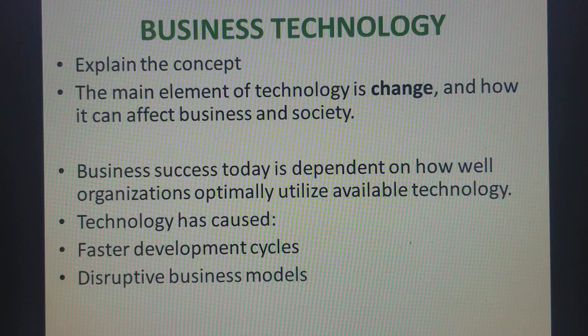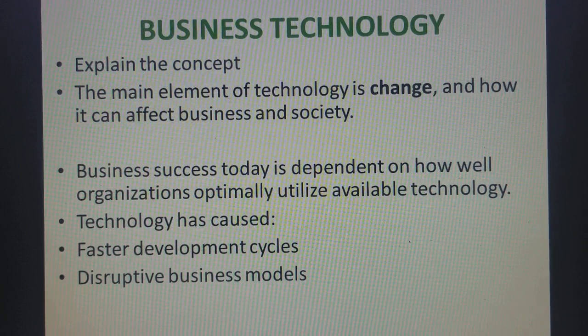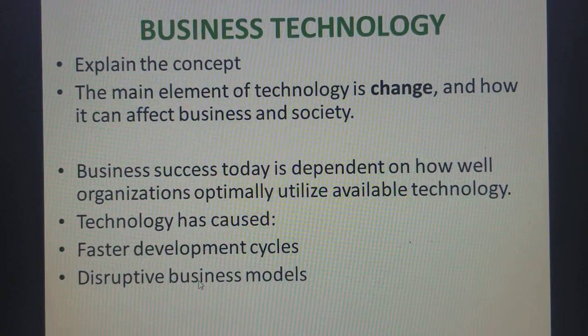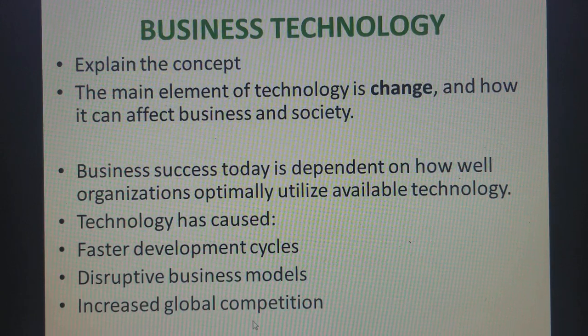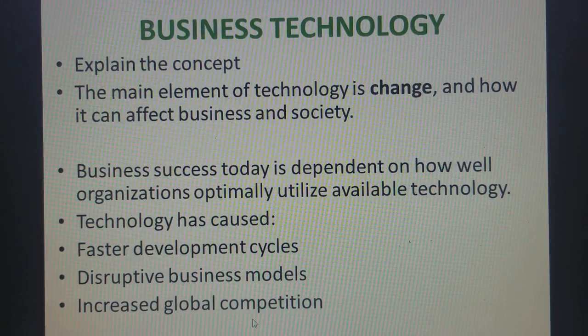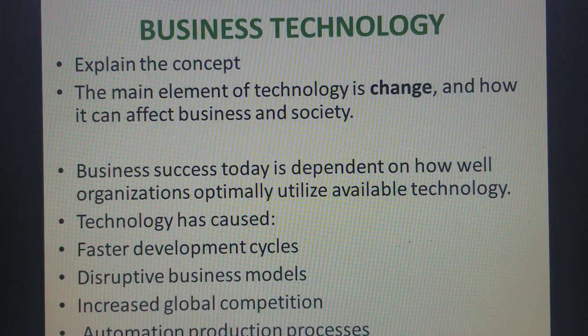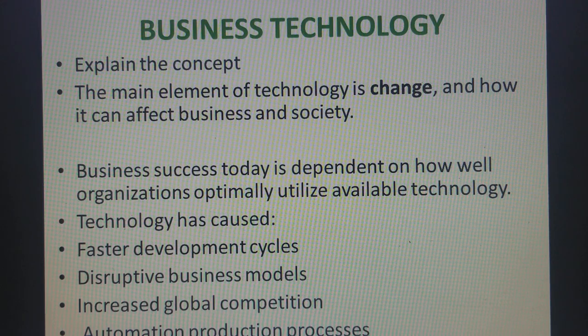Technology also is impacting in a way that it is becoming disruptive, right? What is referred to as disruptive business models. The models that were traditionally existing have changed. So technology contributes to what is referred to as a disruptive business model. It is increasing global competition. We often hear the concept, we're living in a global village. Automation, yes, business technology is impacting so much so that we have a preponderance of automation taking place in production processes.